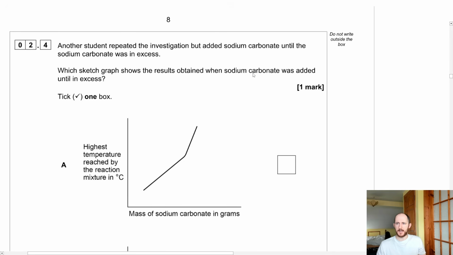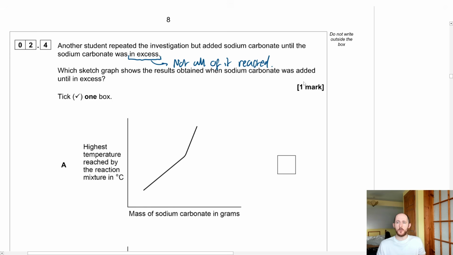Another student repeated the investigation but added sodium carbonate up until sodium carbonate was in excess. So what that means, whenever you hit the word in excess, is that eventually not all of it reacted, is the idea. That's in layman's terms. What does it mean scientifically? Well, it means that it's no longer the limiting factor. So they've put in so much that there is too much sodium carbonate to react. So it's not the thing limiting the rate of reaction. Remember, this highest temperature thing is to do with the rate of reaction. Eventually there won't be enough acid to react with the sodium carbonate. That's what they mean by in excess.